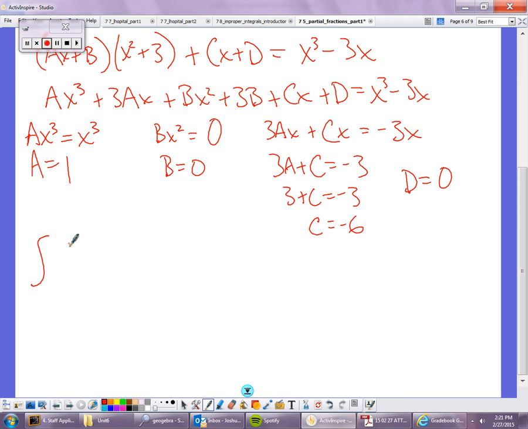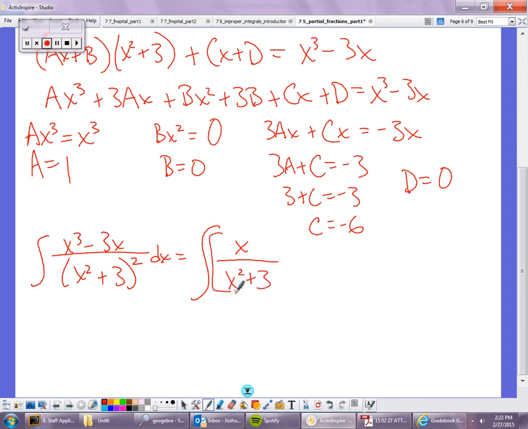So I started out with the integral of x cubed minus 3x over x squared plus 3 squared dx. Now I know I can split this thing up into, well, ax plus b, so 1x plus 0, over x squared plus 3, my first factor, my first partial fraction. Okay, and then plus cx plus d, so that's negative 6x plus 0, over x squared plus 3 squared.